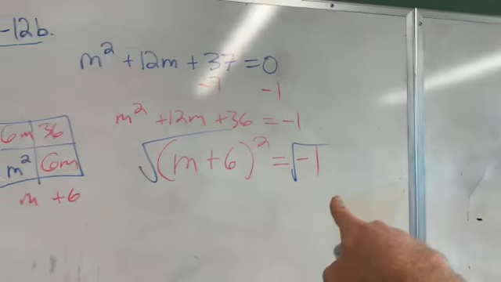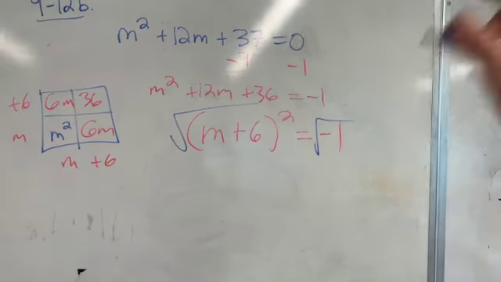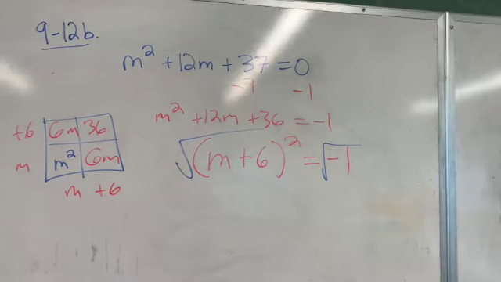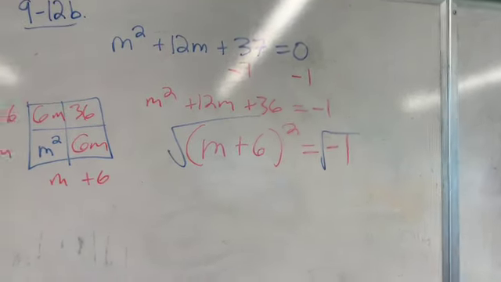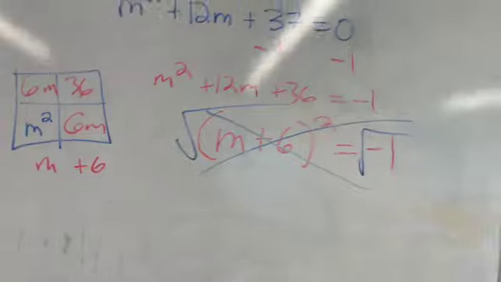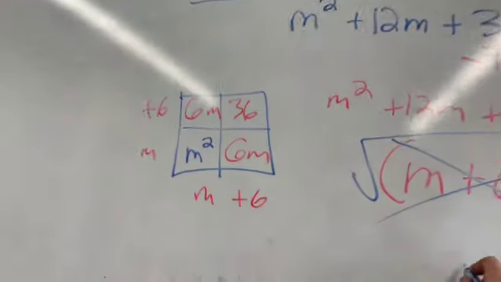And wait a second. What's wrong with that? No two numbers multiply themselves to become -1. So how many solutions are there? Oh, can't take the square root of a negative number. There are 0 solutions.